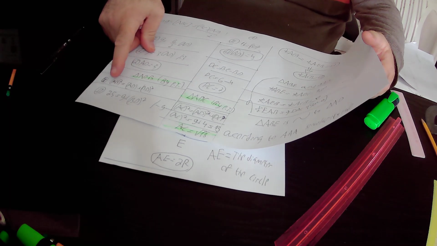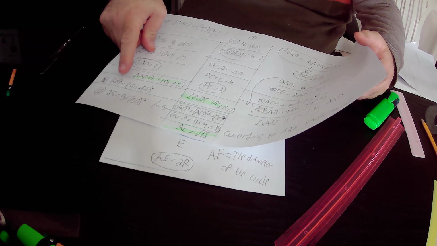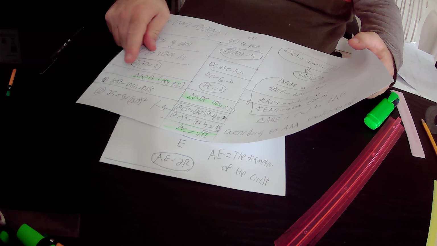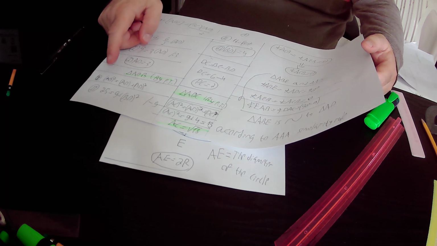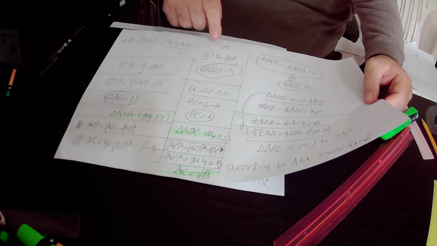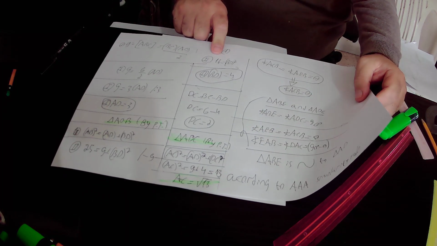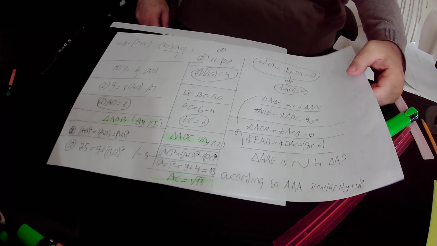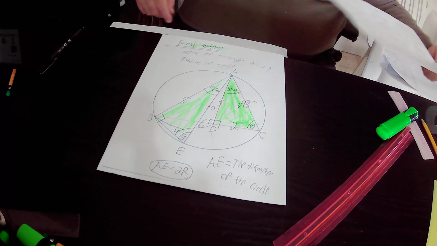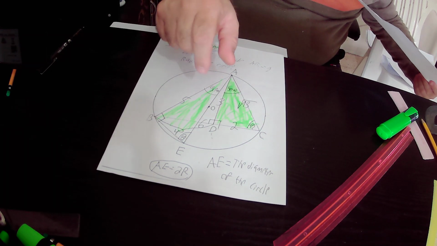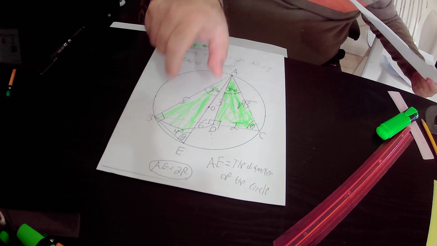AB is 5, so AB squared is 25. That is equal to AD squared, AD is 3, so AD squared is 9, plus DB squared. We subtracted 9 from equation number 2 and found that 25 minus 9 is 16. So 16 equals BD squared. We took the square root and found that BD equals the square root of 16, that is 4. So BD equals 4 units.